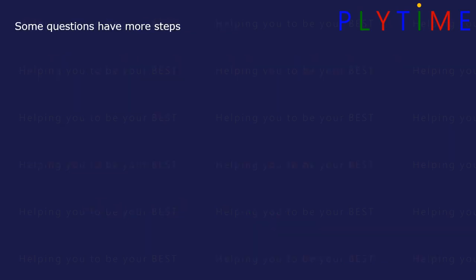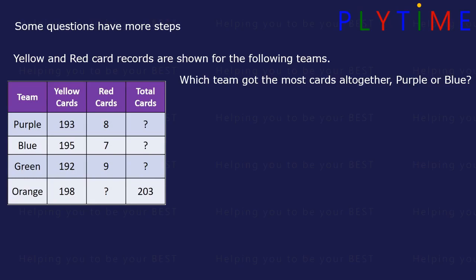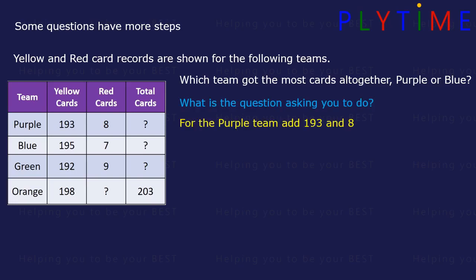Some questions have more steps. Yellow and red card records are shown for the following teams. Which team got the most cards altogether, purple or blue? What's the question asking you to do? For the purple team, add the yellow cards 193 and the red 8. 193 plus 8, we need to use 7 from the 8 to make 193 to the next 10, or 200. We have 200 plus 1, 201.